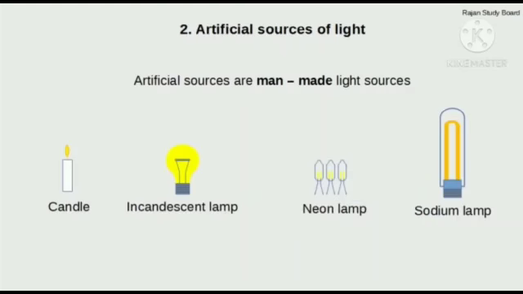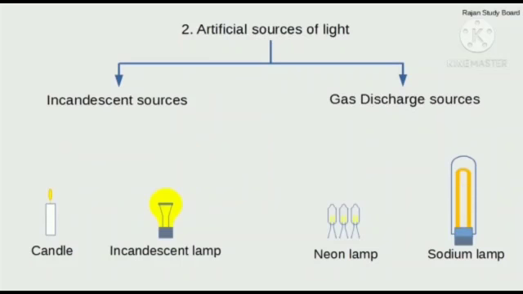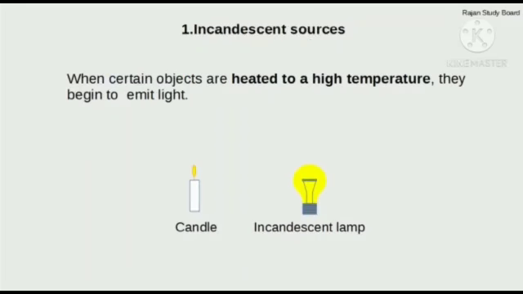And second one, artificial source of light. Artificial sources are man-made light sources. For example, candle, incandescent lamp, neon lamp, and sodium lamp. Artificial source of light is divided into two types, incandescent sources and gas discharge sources. Next, incandescent sources: when certain objects are heated to a high temperature, they begin to emit light. For example, candle, incandescent lamp.